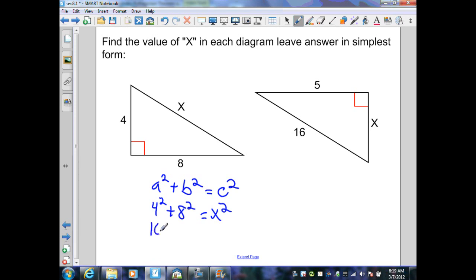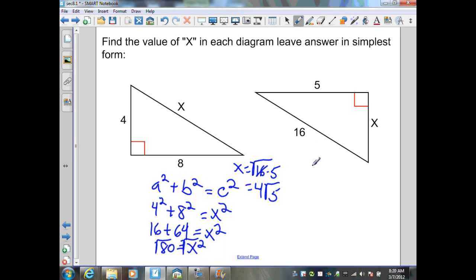Here, 4 squared is 16, 8 squared is 64, equals x squared. 16 and 64 is going to give us 80, equals x squared. Then we take the square root of both sides. And when I do that, I'm going to get x equal to the square root of 80. Then I must break 80 into two factors, one is a perfect square and one is not a perfect square. Here, I'm going to break this into 16 times 5. The square root of 16 is 4, and 5 stays in the radical.